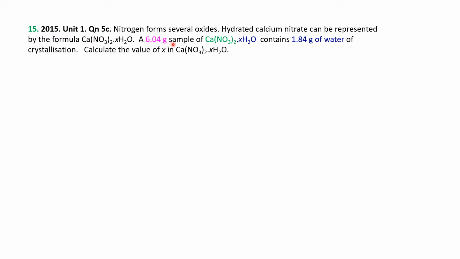A 6.04 gram sample of that whole thing contains 1.84 grams of water. Calculate the value of X. Now the way that we're going to do all of these problems is ultimately looking at moles and ratios of moles. Okay, so we start off with 6.04 grams of this stuff, and that 6.04 grams is made up of water and calcium nitrate. Okay, we know that it's 1.84 grams of water, which means that the calcium nitrate part must be 6.04 minus 1.84, or 4.2 grams of calcium nitrate.